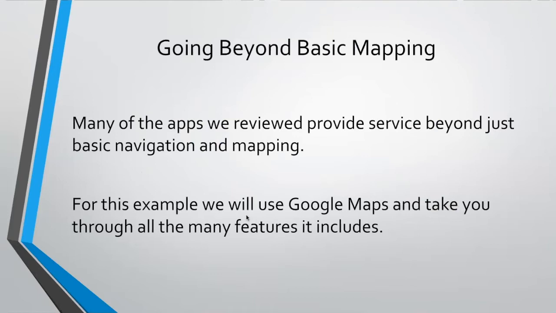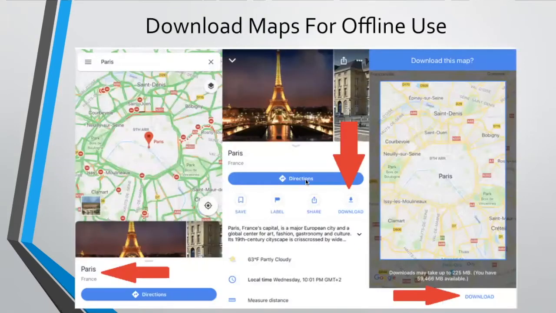Going beyond basic mapping. So many of the apps we reviewed provide service beyond just basic navigation and mapping. For this example, we will use Google Maps and take you through all the many features it includes. The first feature is downloading maps for offline use, which we mentioned briefly. So let's say you were out in the forest or something, or just hiking in the mountains, and you didn't have any Wi-Fi and you didn't have any service or data.